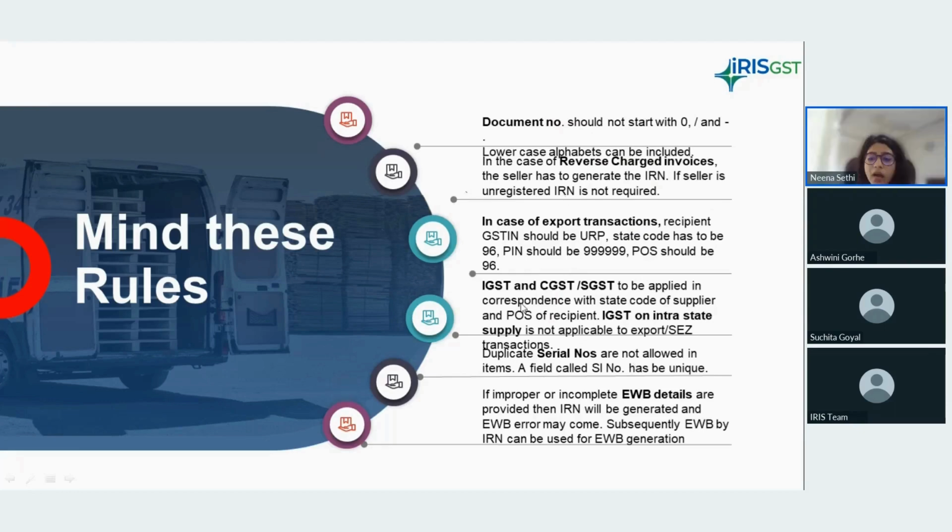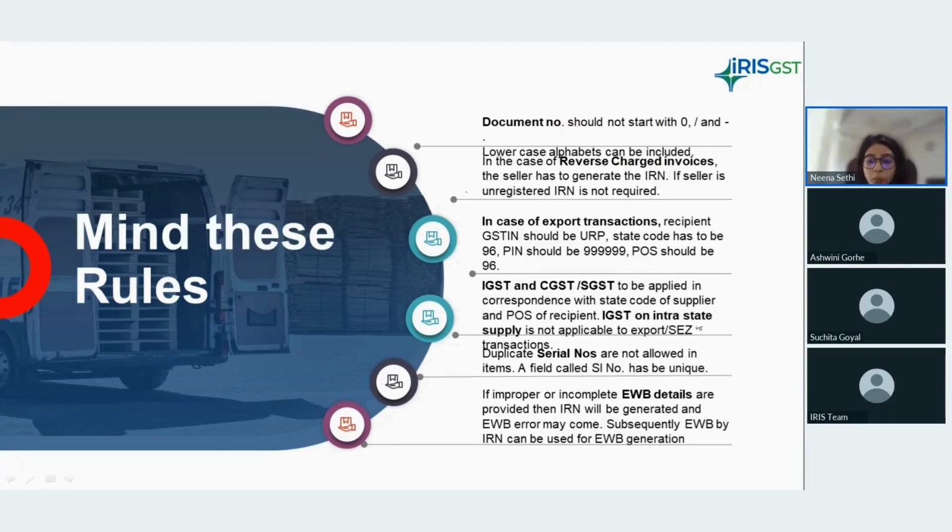Also in case of IGST and CGST, your nature of transaction gets derived based on your supplier state code and the place of supply. So based on that, it will be either an intrastate or an interstate transaction, so that needs to be taken care of. And in case of export and SEZ, it is by default an interstate transaction.